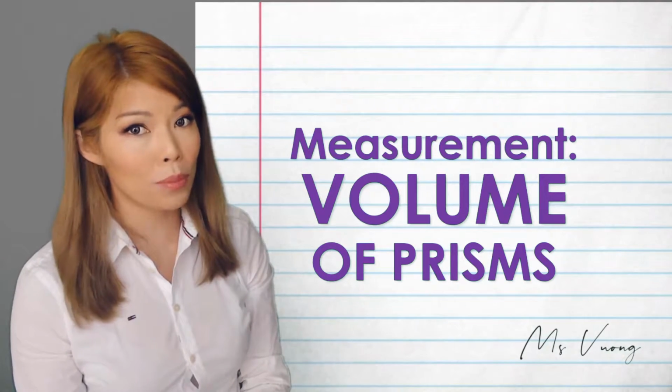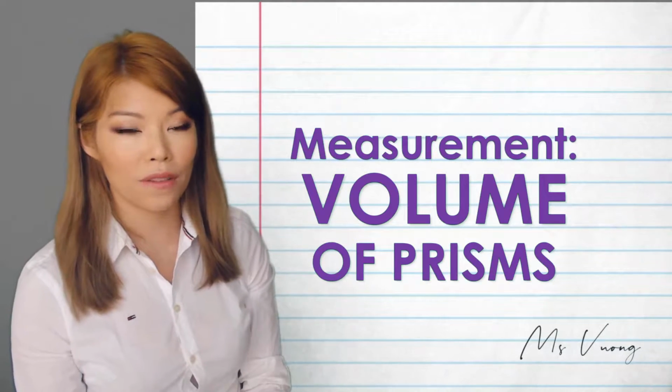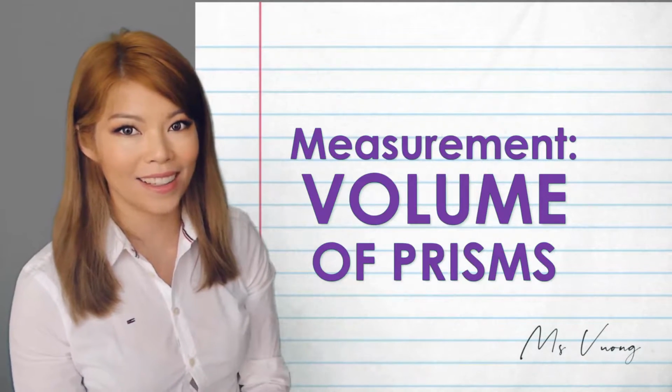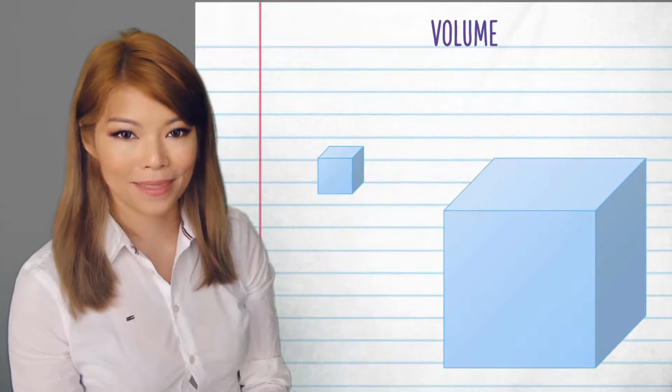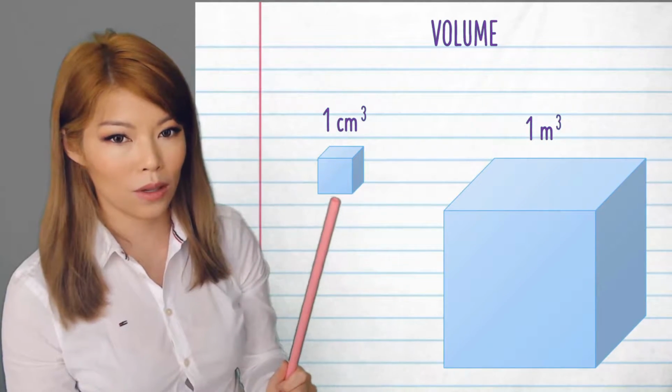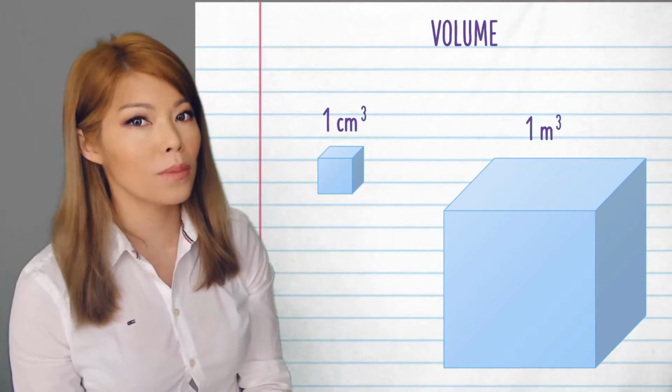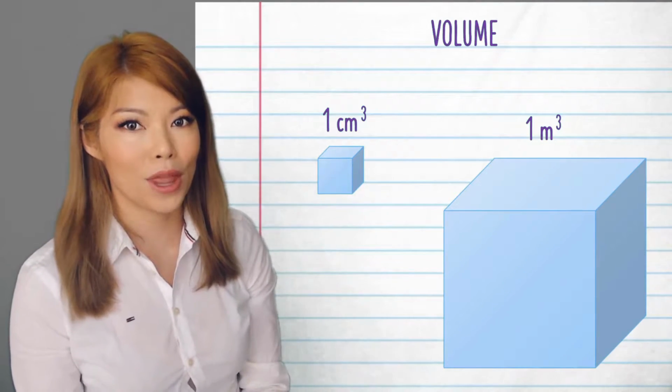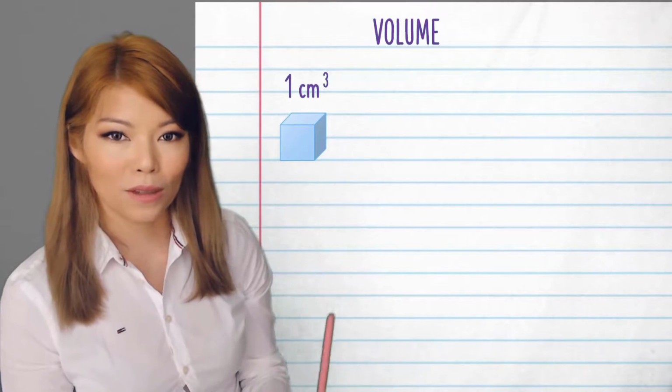If you don't know what prisms are, there's a really short video and you can go there by clicking on the little i in the corner. Volume. We can measure volume of 3D shapes using centimeters cubed or meters cubed. So volume is the space of a 3D shape. Let's have a look at a few shapes.